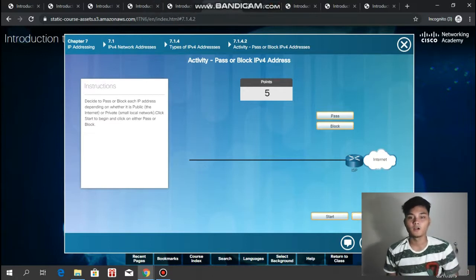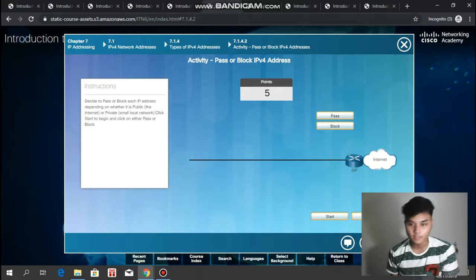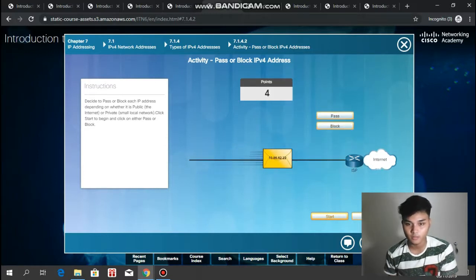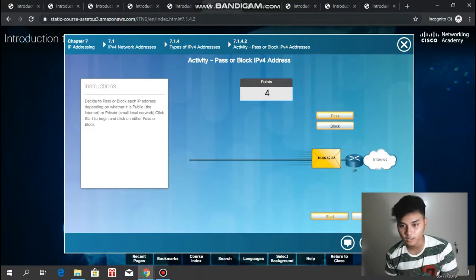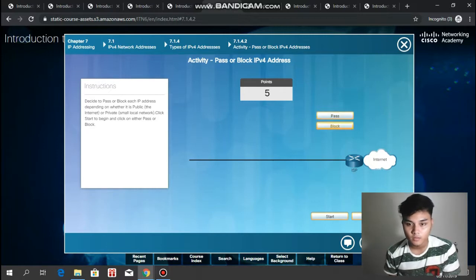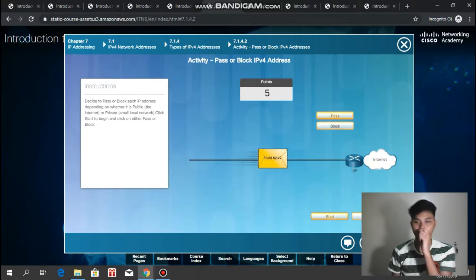So the activity is pass or block IPv4 address. So we have to identify if it is pass or block, public or private. So let's get started. It is pass. So let's reset again. Start. So first is pass.